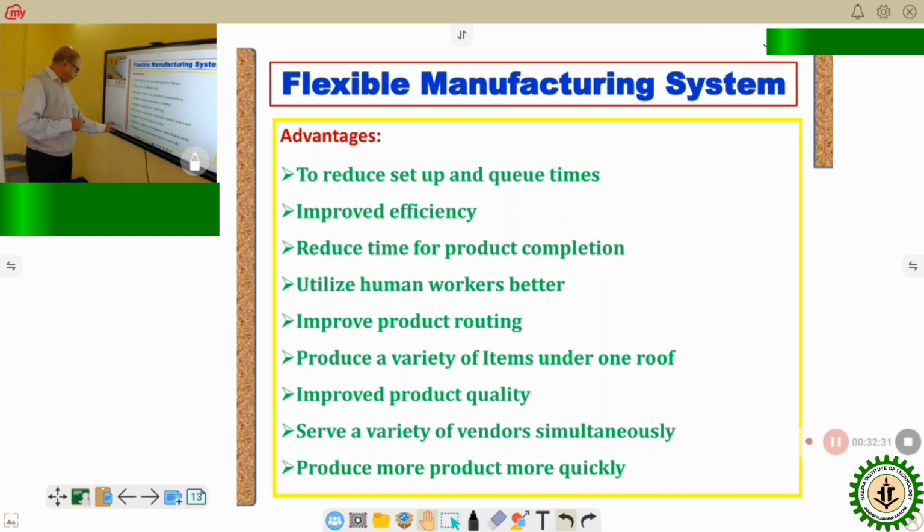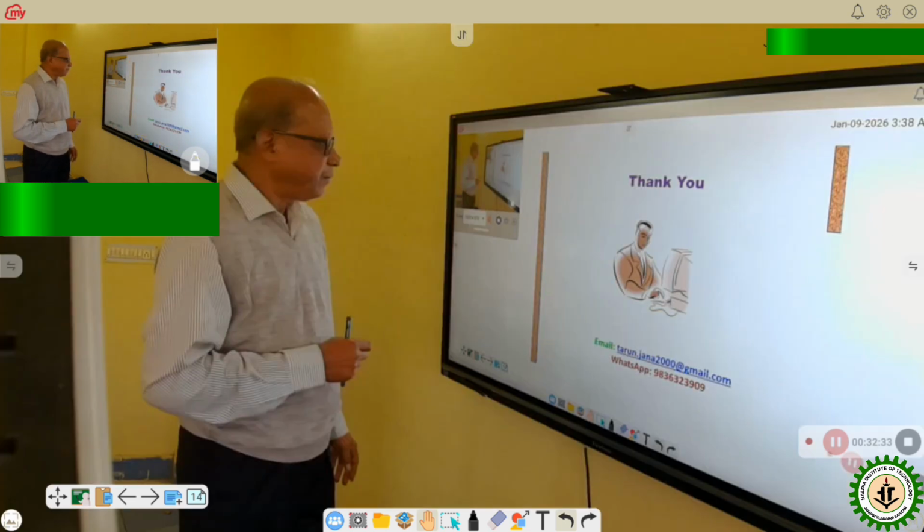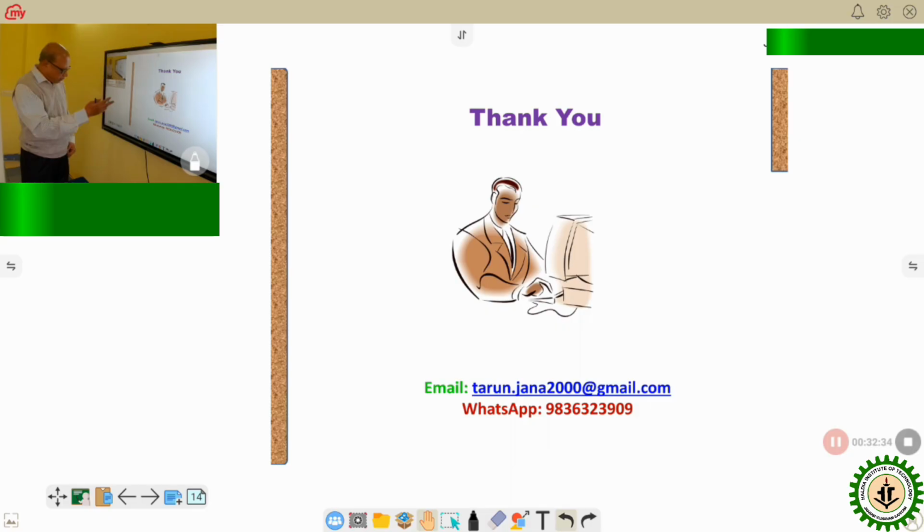So that is all about the flexible manufacturing system. I believe it will be a valuable input to your study. And finally, the last discussion will be on computer integrated manufacturing.